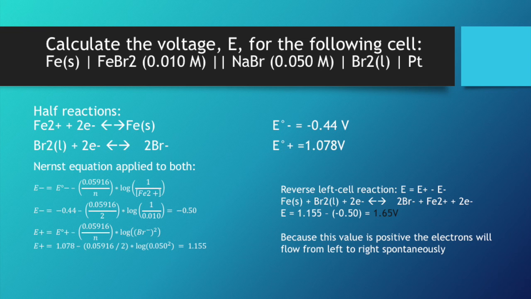And because we had to reverse the Fe2+, when we solve for E, we reverse the value. So we see on the right-hand side, E is equal to 1.155, which is the E plus value that we solved for the second half reaction, minus the negative 0.5, and that is reversed. When you plug that in, you get a 1.65 volt E value. And because this value is positive, your electrons will flow from left to right in the normal fashion we think of, and this is going to happen spontaneously.